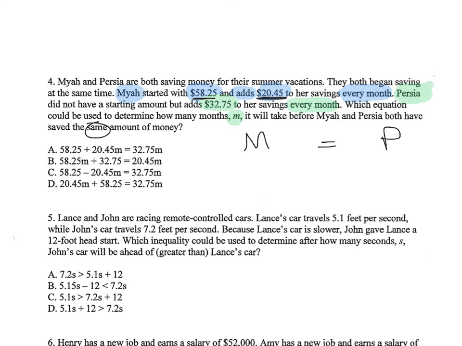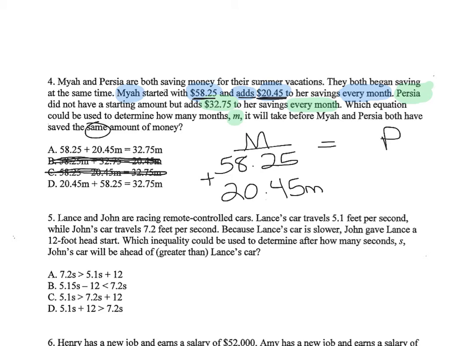So A has 58 and 20, 58 and 32. So B is out. C has 58 and 20, and D has 20 and 58. Okay. So now we want to see where the variables should go. So for Maya, she started with that, so that's not something that should have a variable. But she adds 20.45 every month, and it told us she's adding. So already I can look at C where it says subtracting, and we can get rid of that.